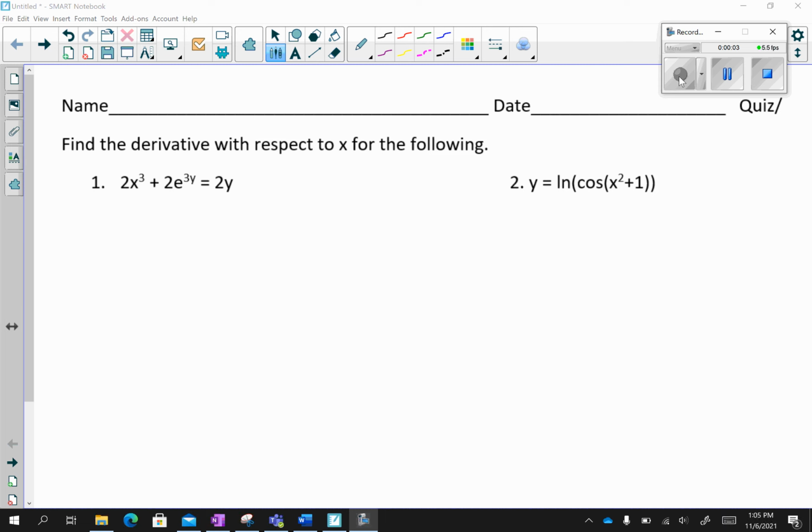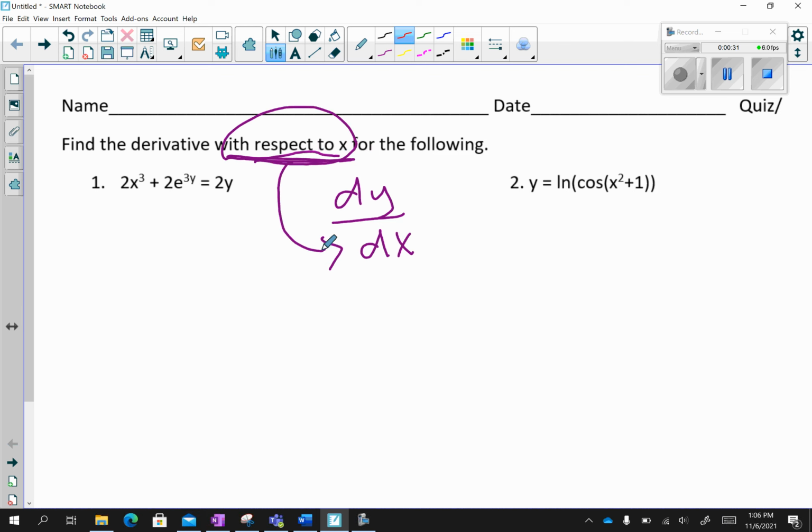Hey everyone, I wanted to go over the quiz. So it says to find the derivative with respect to x. With respect to x means that x is your independent variable. So this phrase would always mean that you're finding dy over dx, right? This phrase again is derivative of y with respect to x. So with respect to would always be the denominator of this notation.